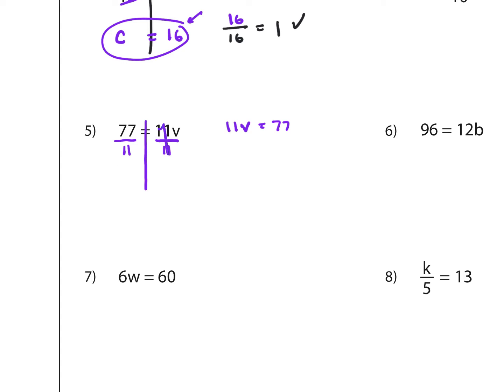So 11 divided by 11 is 1, and there's our isolated v. That's what we want to do. And 77 divided by 11 is the number 7.